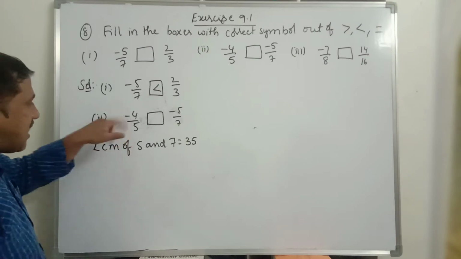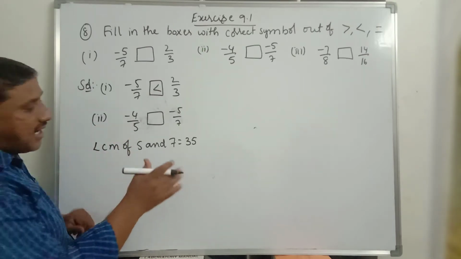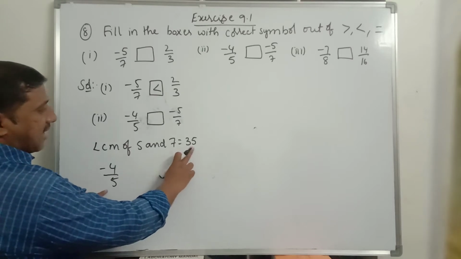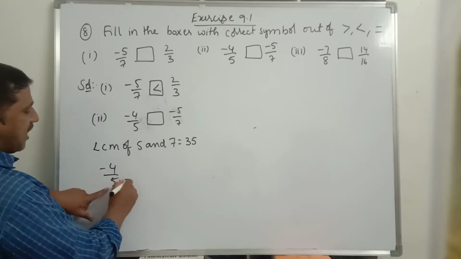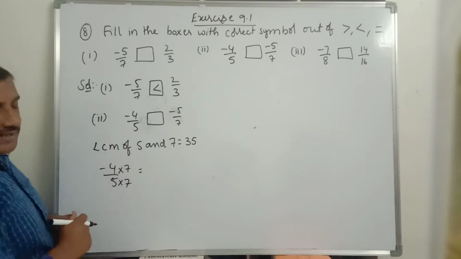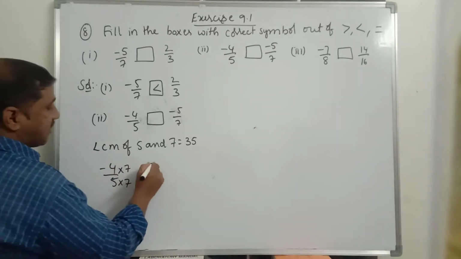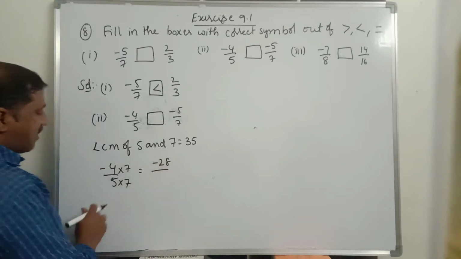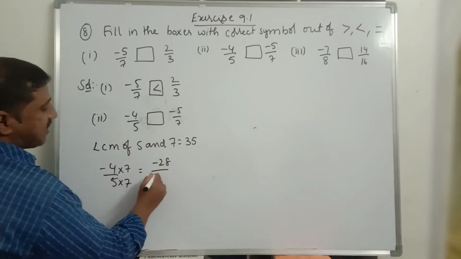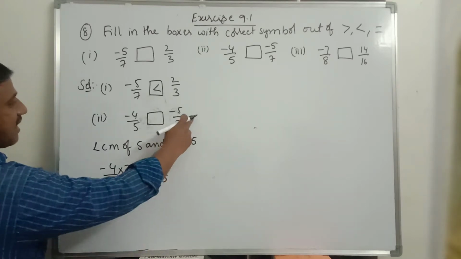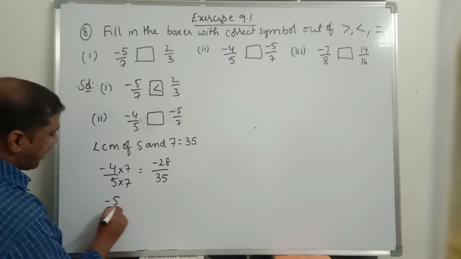Now we change these rational numbers to the denominator 35. Minus 4 by 5. To get the denominator as 35, 5 is multiplied with 7. Numerator and denominator both are multiplied with 7. Minus into plus, it is minus. 4 into 7, 4 7s are 28, divided by 5 into 7, 5 7s are 35.